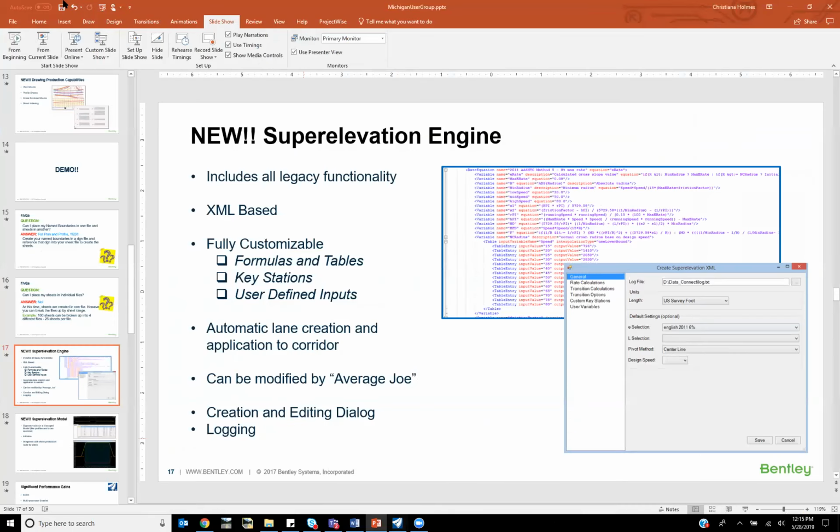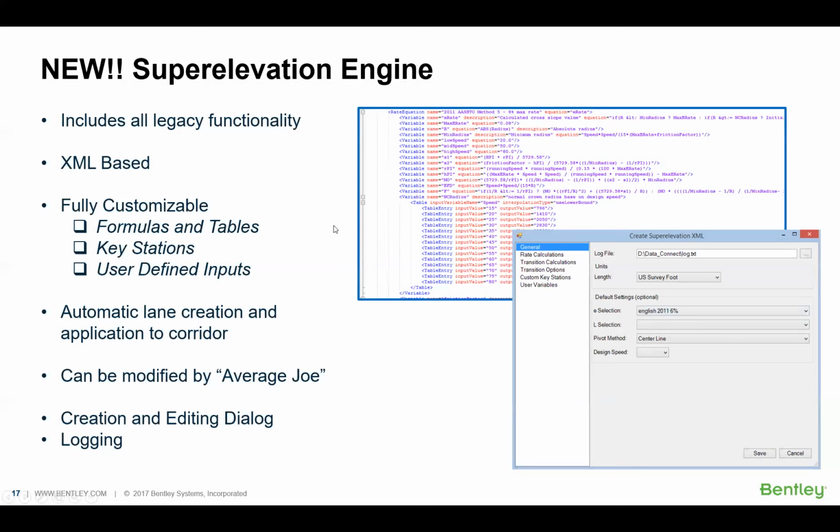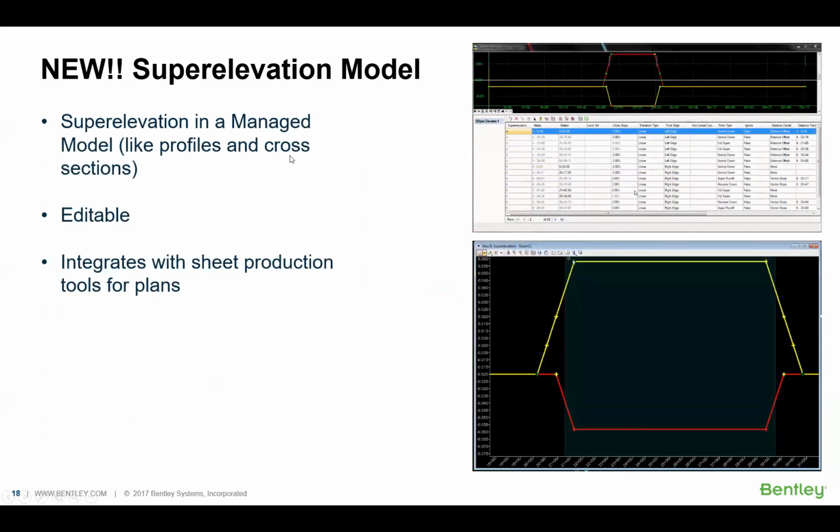Okay, so let me go back. All right, so in OpenRoads Designer, something else that's changed is that we have a new super elevation engine. So the setup is a little bit different. It's XML based. You can convert your old super elevation files, but we do deliver AASHTO XML files as well. You also have the ability to view your super elevation model in a viewer, just like you can with cross sections and with profiles.